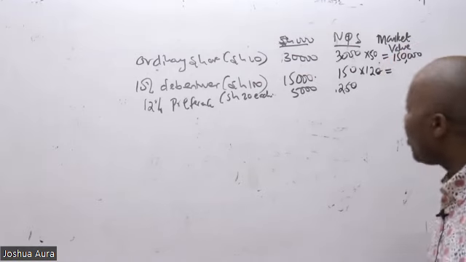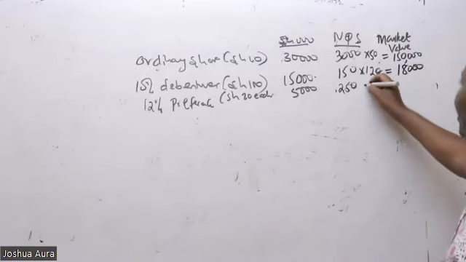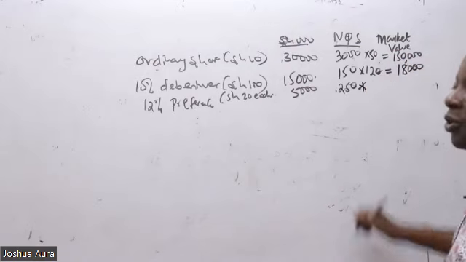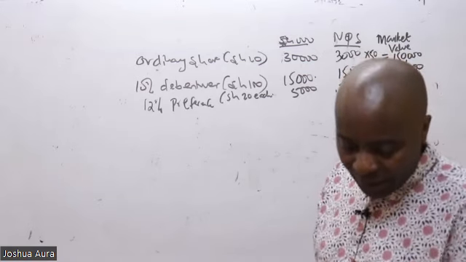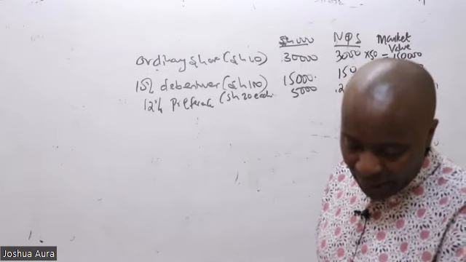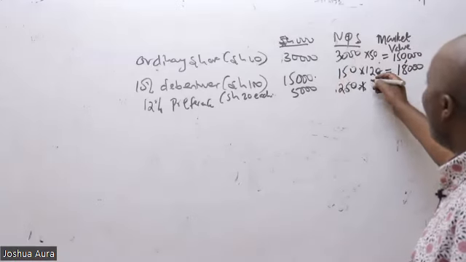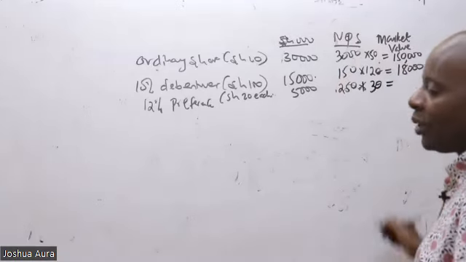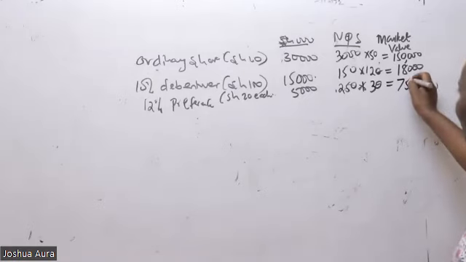So according to Gordon, it is 18,000. Thank you so much. Then you have the preference shares, which are also trading in the securities market. They've told us that they are trading for 30 bob. So this will give us what figure? This will give us 7,500.